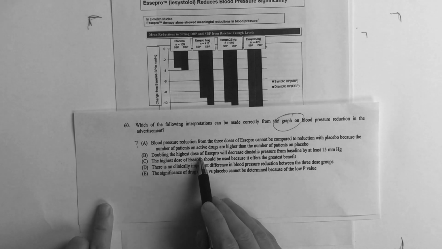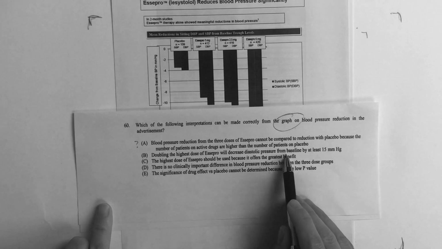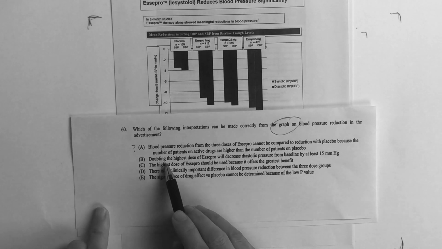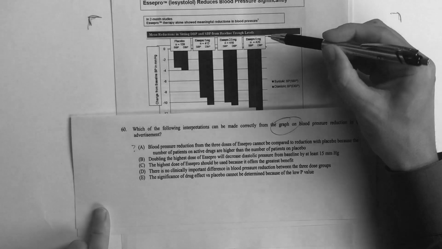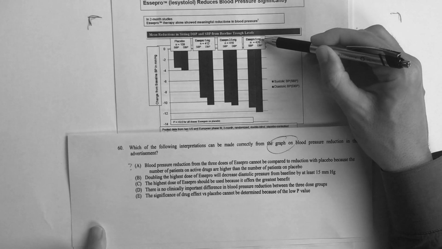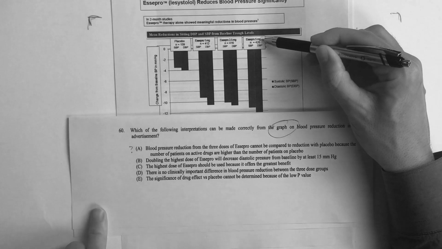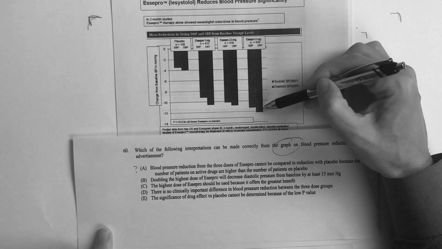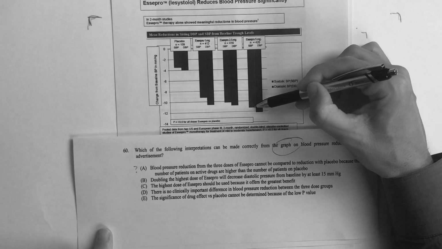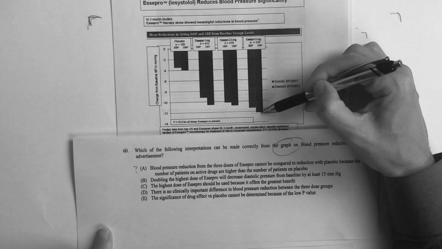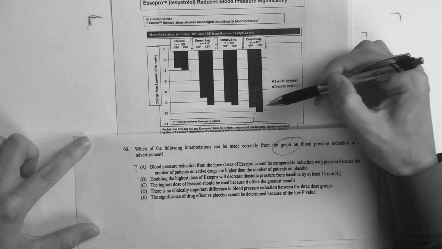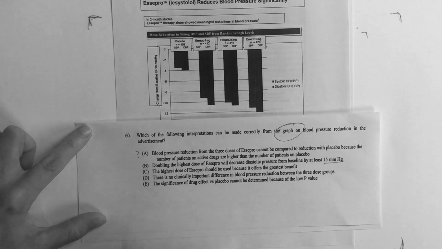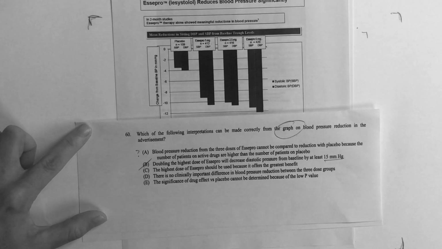Is it B, doubling the highest dose of the medication will decrease diastolic pressure from baseline by at least 15 points? Doubling the highest dose. The highest dose is 5 milligrams. We can't really say that it's going to decrease it. We don't know. Even if you were to double the dose at the 5 milligrams, the systolic is only going to go down by 11, and the diastolic by 13. So I really can't say that even doubling it is going to get us to this 15 mark. I just don't like that one whatsoever because I can't prove it.